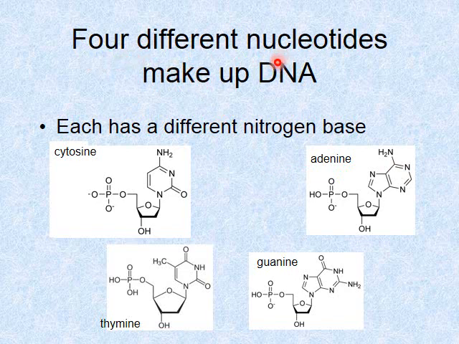The four, so these are what are found in DNA. When we talk about RNA, this list will be a little different. But right now we're focusing on DNA. So just remember adenine, thymine, guanine, cytosine.